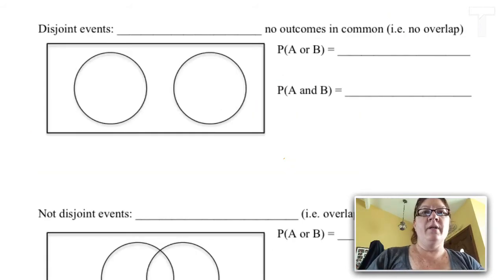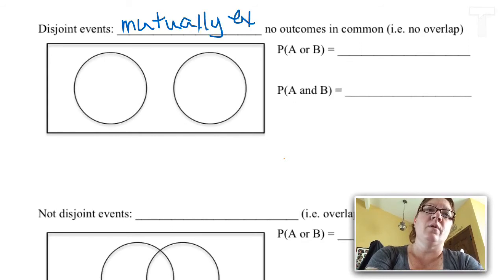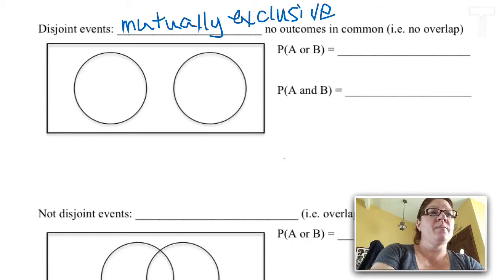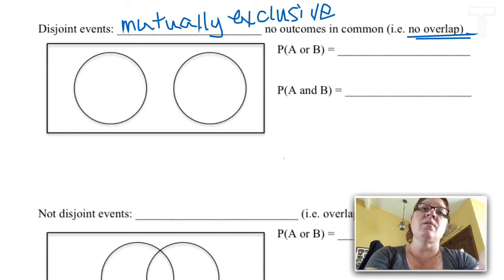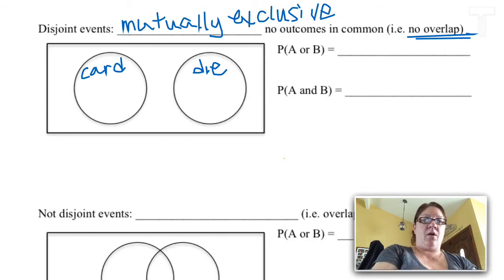Some more vocab. Disjoint events means they're not joined. Another way to talk about that is mutually exclusive. In other words, they exclude each other. So they have no outcomes in common. In other words, there's no overlap. And so I can draw a picture of that. So this could be a card from a deck of cards and a roll on a die. In other words, I don't have any overlap between cards and die.